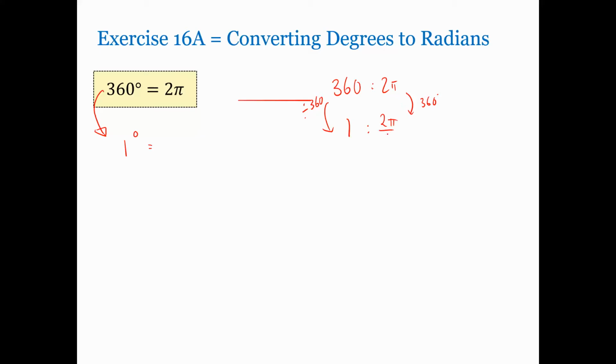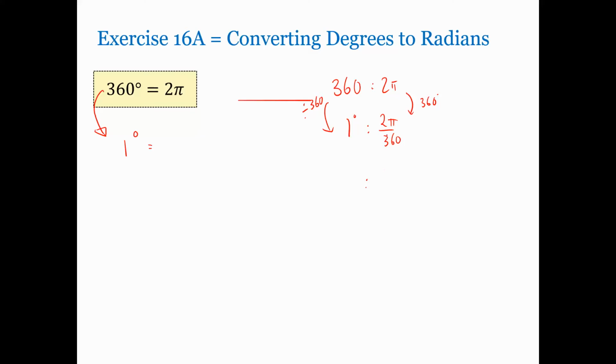2 pi on 360 will tell me what 1 degree is equivalent to. It's 2 pi on 360. True? Now if I reduce this fraction, 2 pi on 360, what does that simplify to? 1 degree is equivalent to what? Simplify that fraction. Pi on 180.